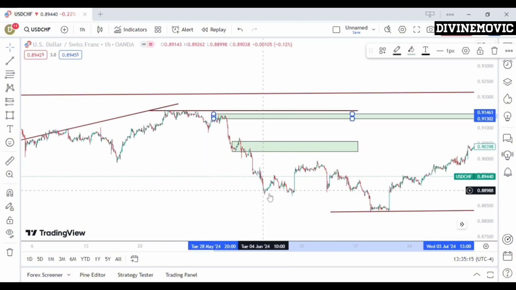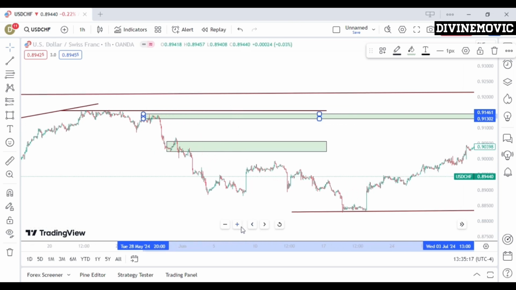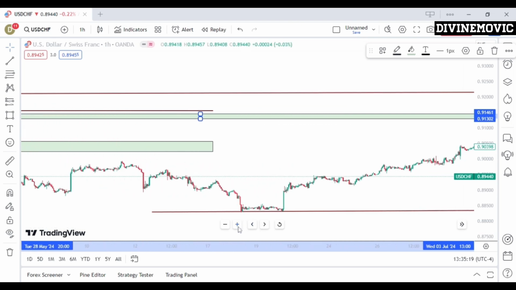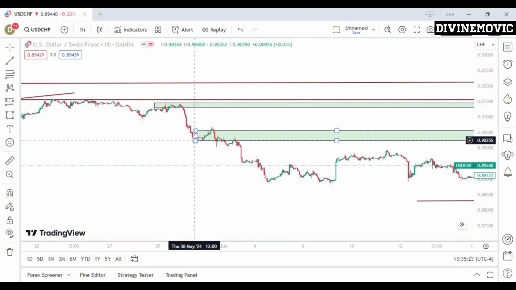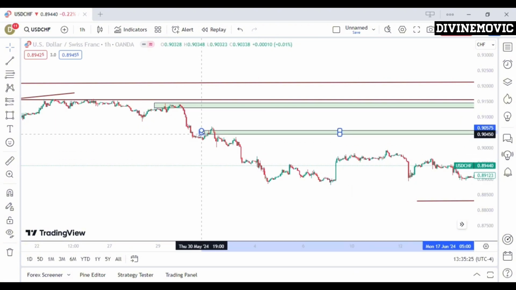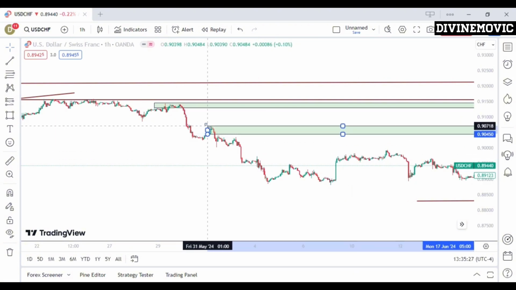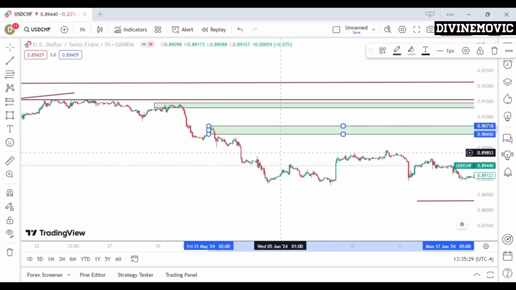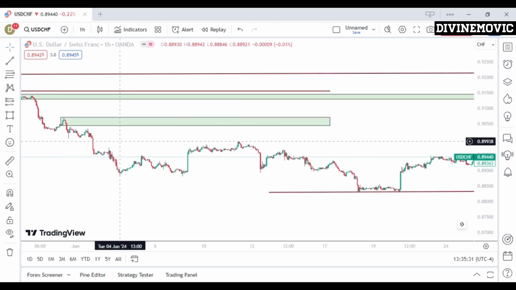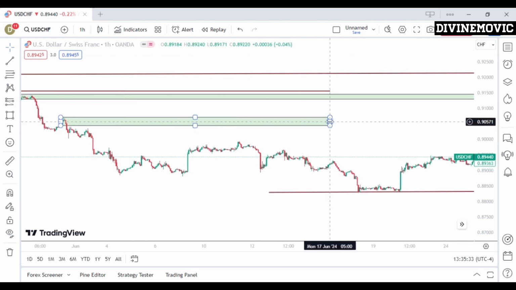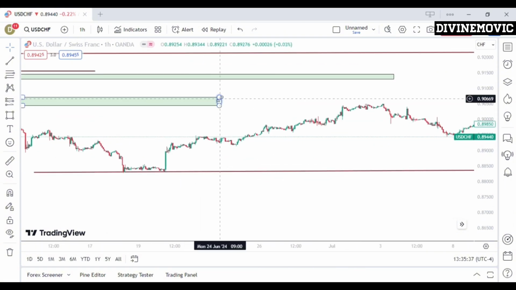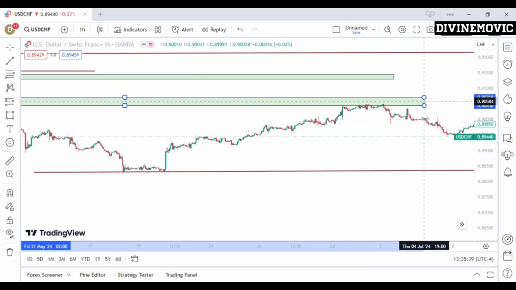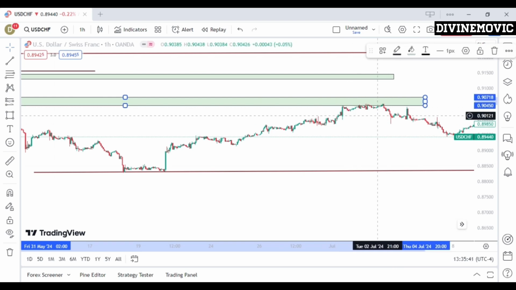And if I'm to define this one here, I'm simply going to be using this point here as the supply zone, right? So I'm basically interested in what price is going to do at this point here. And if I'm to extend this point to this point, you can see that price has already triggered this supply zone and price is respecting the supply zone.